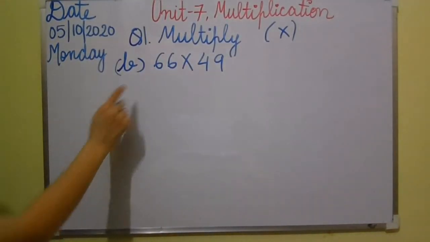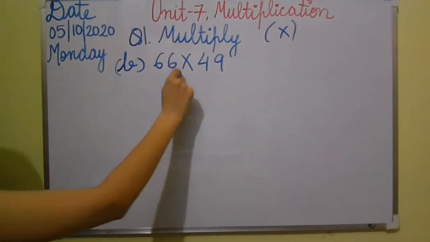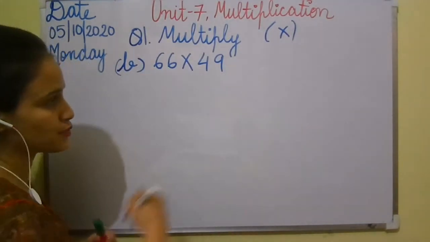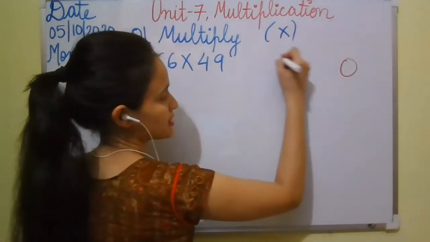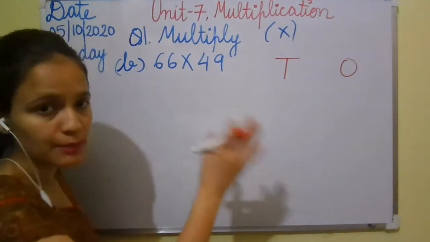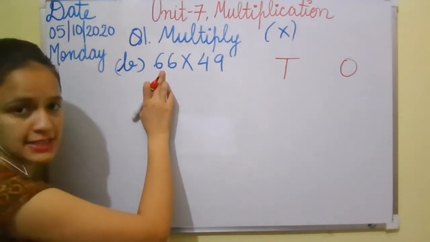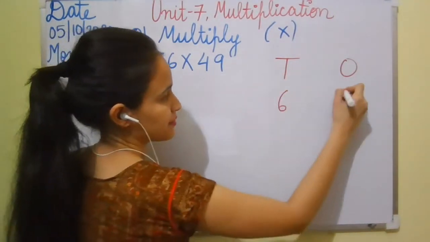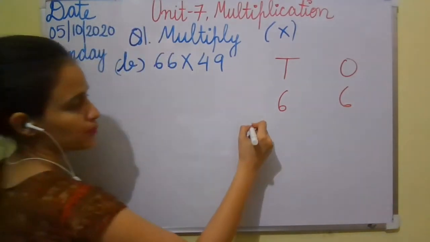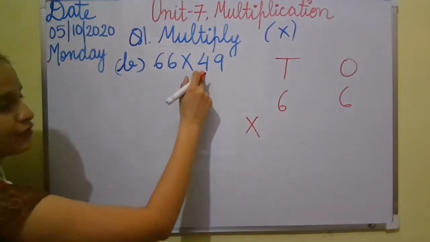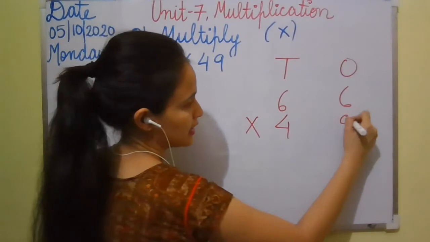Okay, so now B part. 66 multiplied by 49. So first we are going to arrange both the numbers. We are going to write ones and tens as both the numbers are two-digit numbers. So first we are going to write 66. Now we are going to put the sign of multiplication, and then 49.